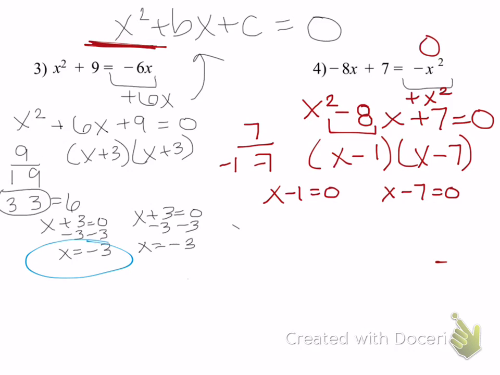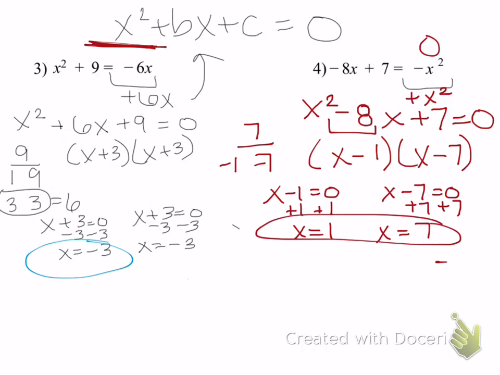Now we have to solve. We add 1 on both sides, so x equals 1. And then we add 7 on both sides, and x equals 7. That was so challenging. So we just did 4 problems. They're very similar to what we did in our last video, but we added on solving to find our zeros, our roots, our x-intercepts, all of those.